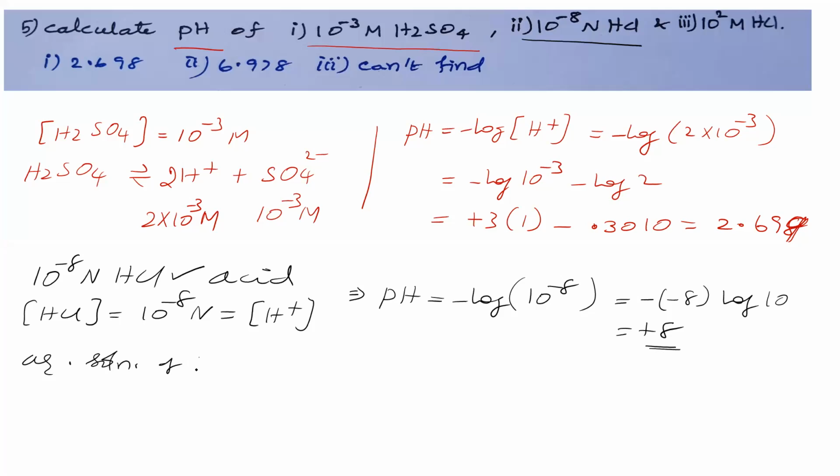In this aqueous solution of HCl, we will see which species will be there. One possibility is HCl dissociating to give H plus ions and Cl minus ions. Another possibility is that in the aqueous solution, water will be there. This water is dissociating to give H plus ions and OH minus ions. This equilibrium is also there in the aqueous solution of HCl.